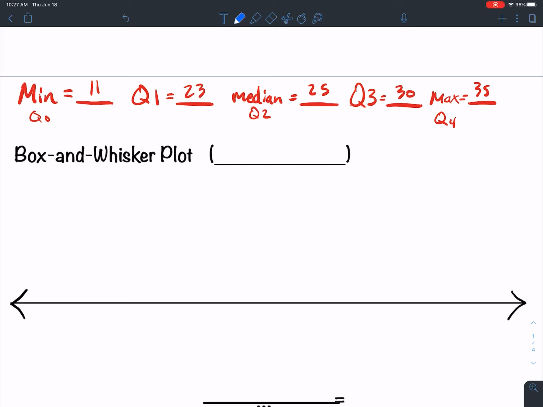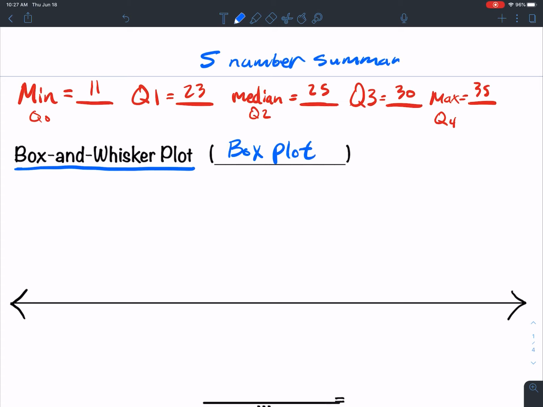So here we're going to talk about the Box-And-Whisker plot, sometimes known as the box plot. In the Box-And-Whisker plot, we need a 5-number summary. The 5-number summary is what this is based off of, and we talked about how to find it in another video. So I'm just going to take the results from that, and so we've got the 5 numbers.